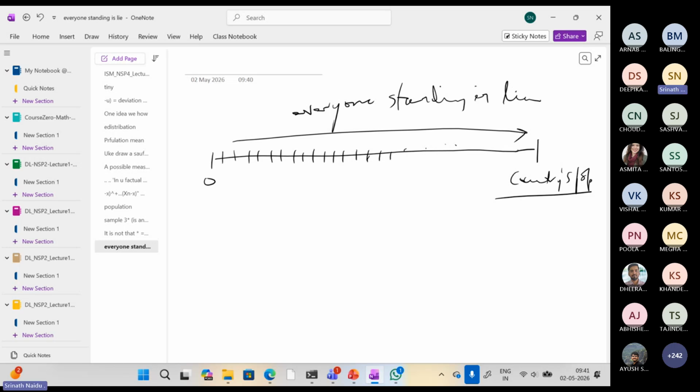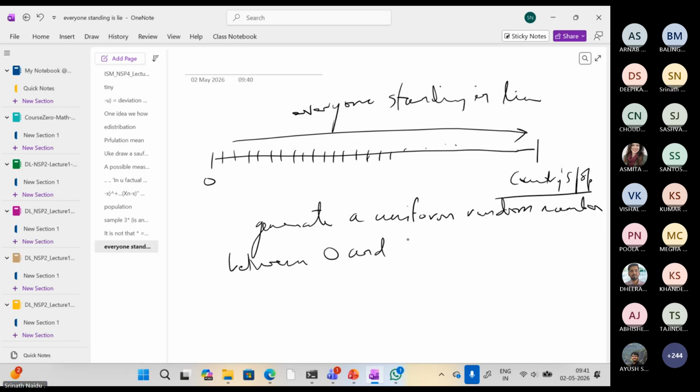Then how do I create the sample? Well, I don't toss a coin. I generate a random number, a uniform random number, between 0 and the size of the country's population. So this right hand number is the size of the country's population.